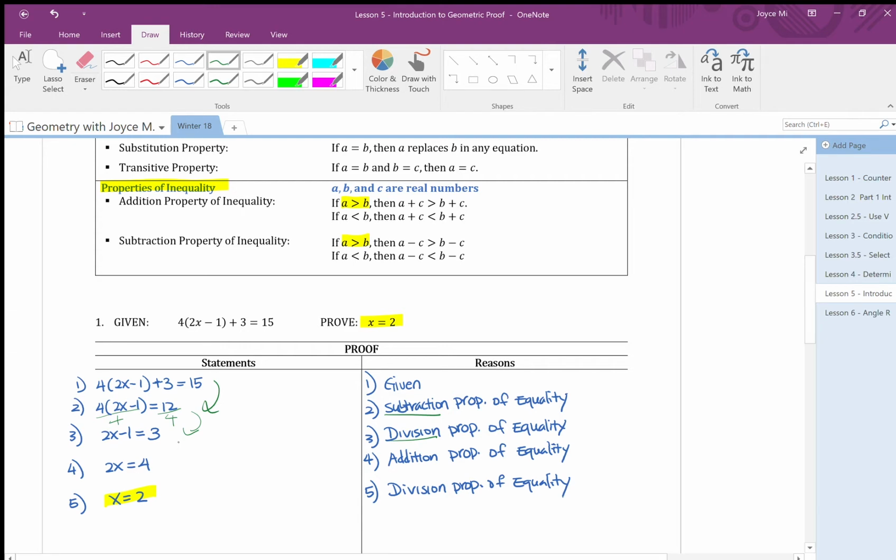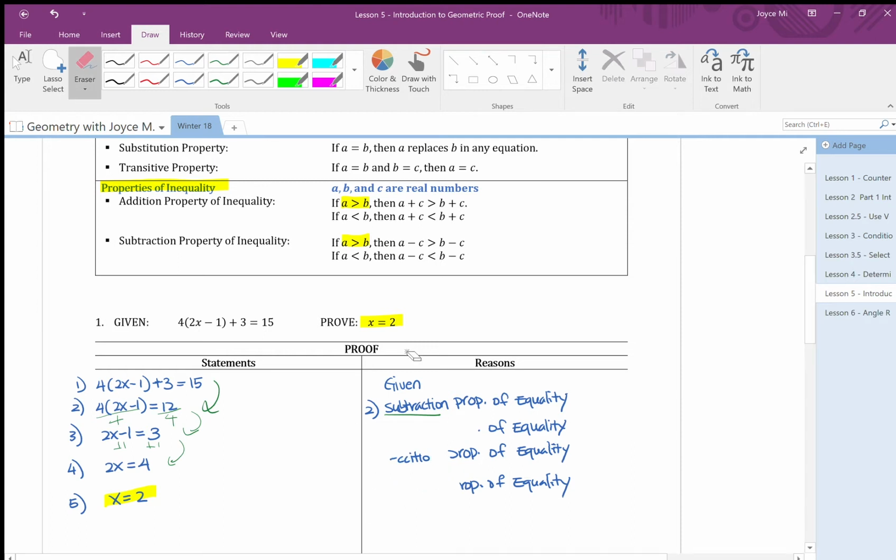The next step I did was add 1 to both sides. A negative 1 and 1 give me just 2x, and 3 plus 1 gives me 4. Since I'm adding 1 to both sides, I say addition property of equality. Notice that I didn't write the division here; I just did it in my head and kept the solution only. So now let's do a different approach. I'm going to erase this and redo it.